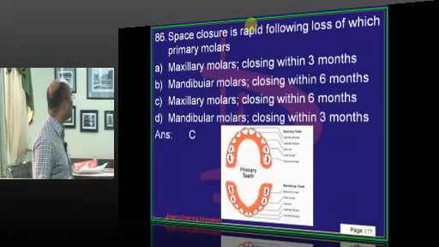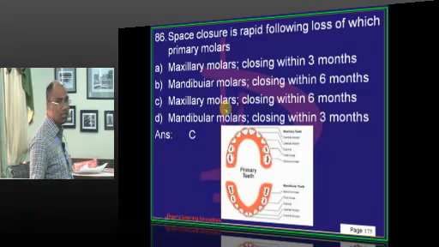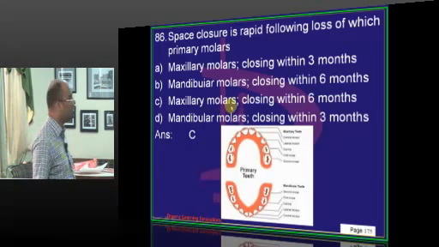Space closure is rapid following loss of which primary molars? Now, why it is maxillary molars is, the reason is, yeah. So, this will occur more in relation to maxillary and it will close within 6 months.